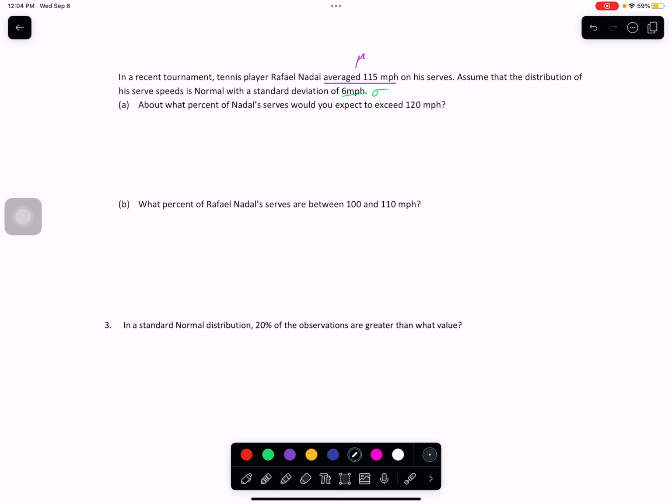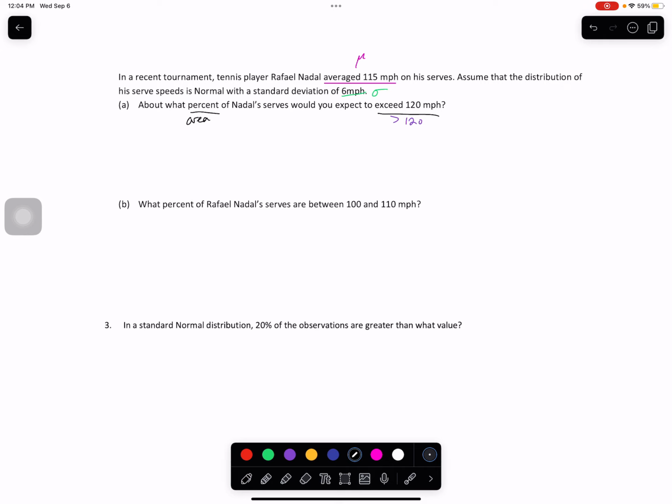So this first part says: about what percent of Nadal, Rafael's serves would you expect to exceed 120 miles per hour? Whenever I see the word percent or proportion, I'm asking about an area under the curve. And it says we want the area that exceeds 120, so greater than 120, right?